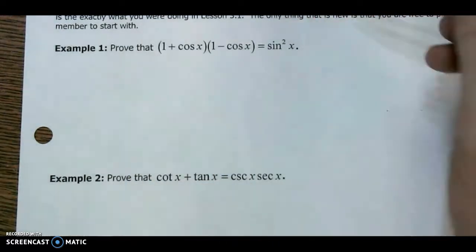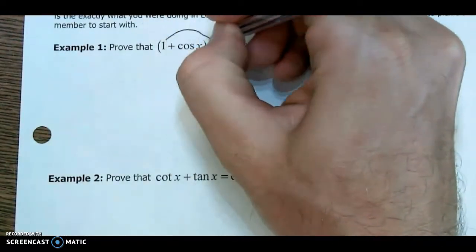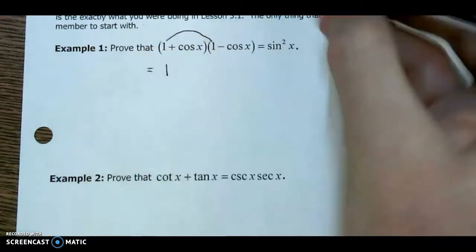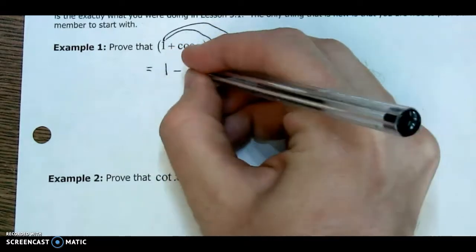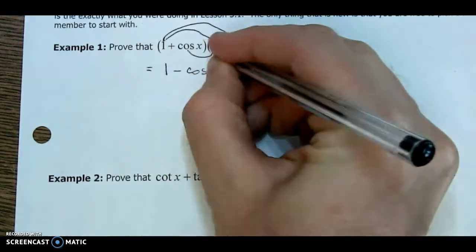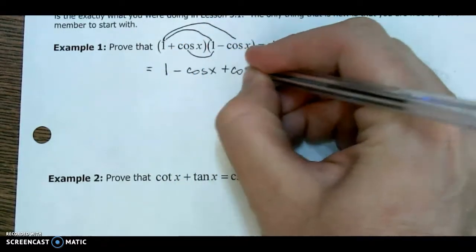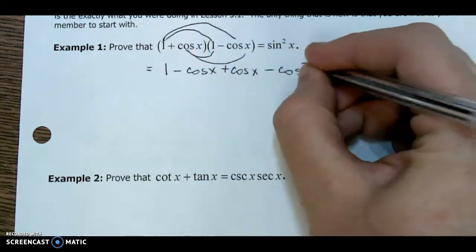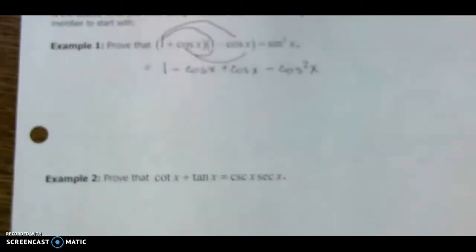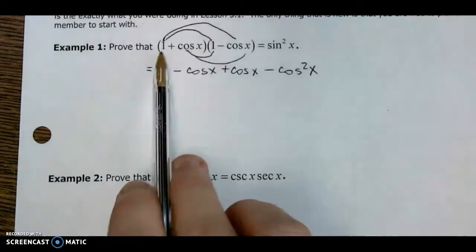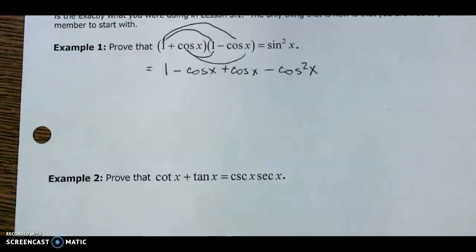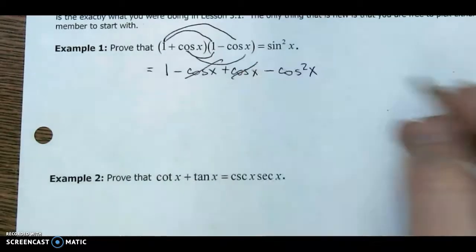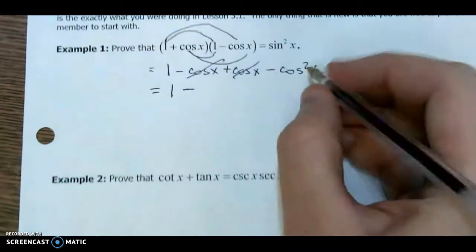So on the left, you're going to FOIL 1 times 1, 1 times negative cosine, positive cosine times 1, and positive cosine times negative cosine. And you get this, so that would be the first step. If you have two parentheses, go ahead and FOIL them together, then see what happens. The cosines cancel, so we have 1 minus cosine squared.